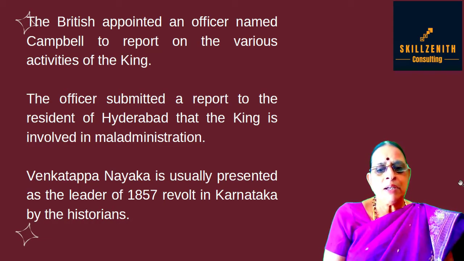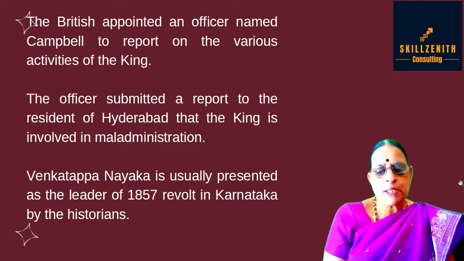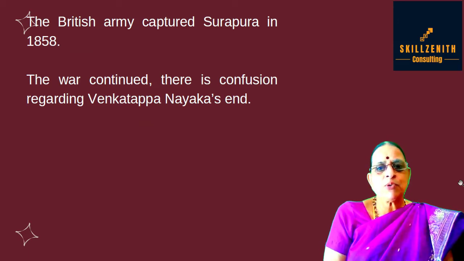Venkatappa Nayaka is usually presented as the leader of the 1857 revolt in Karnataka by the historians. The British army captured Surapura in 1858. The war continued. There is confusion regarding Venkatappa Nayaka's end.